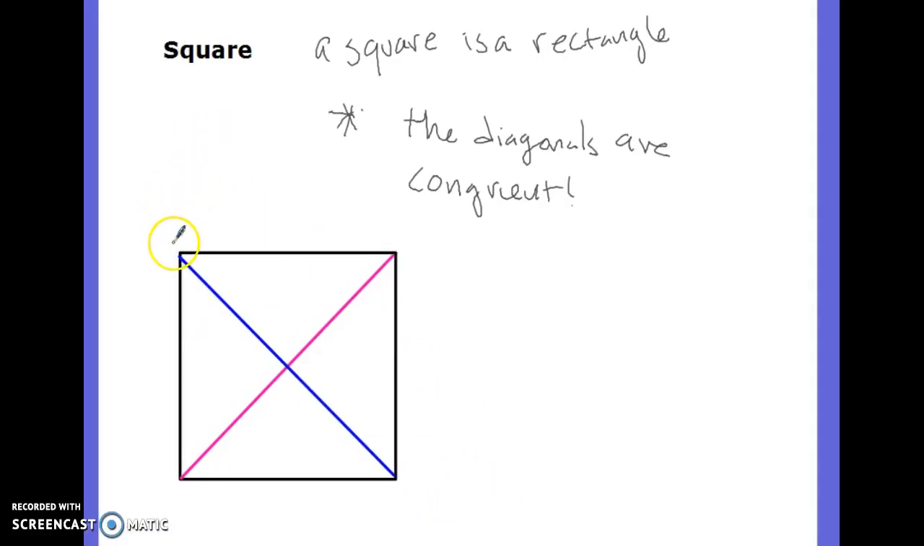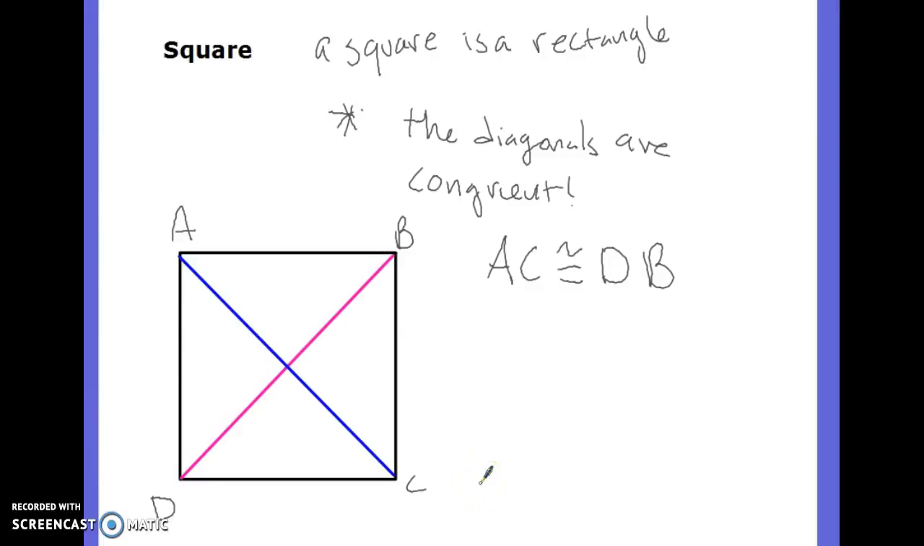So we have our diagonals. I'm just going to call this square A, B, C, D, so we have some letter reference points again. If the diagonals are congruent, then AC would be congruent to DB. These two diagonals are going to have the same length. And again, that's because it is a rectangle.